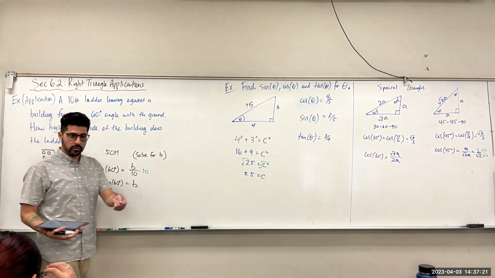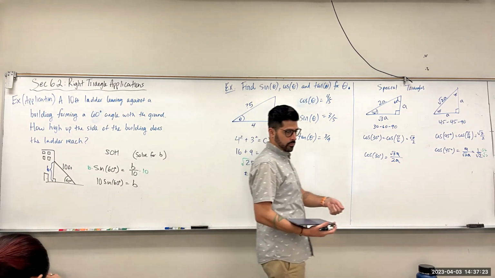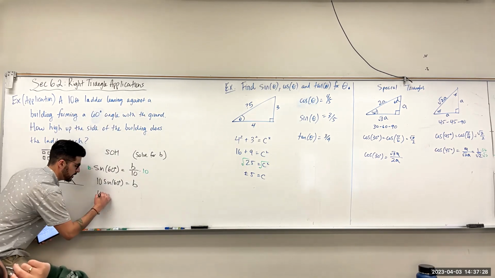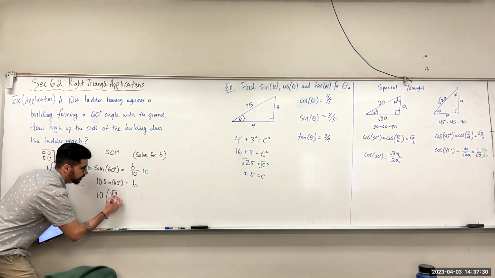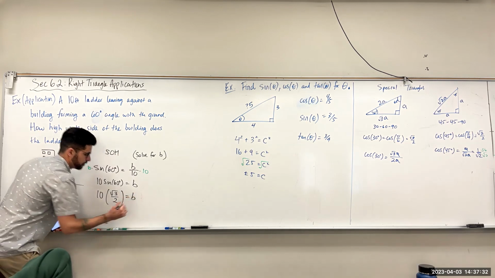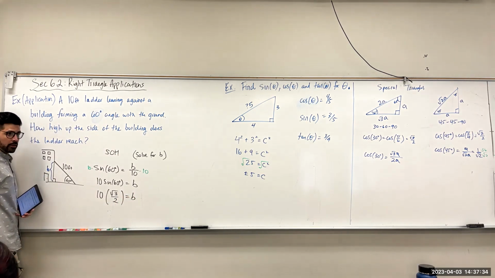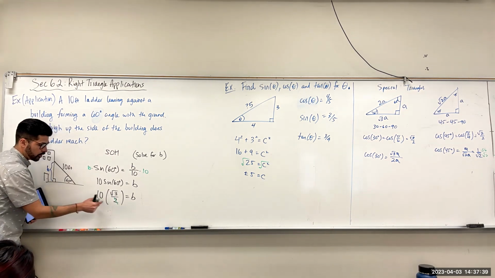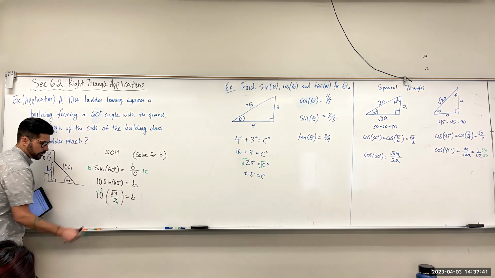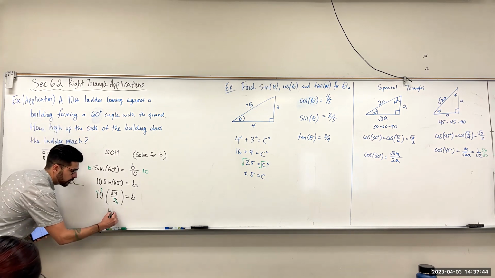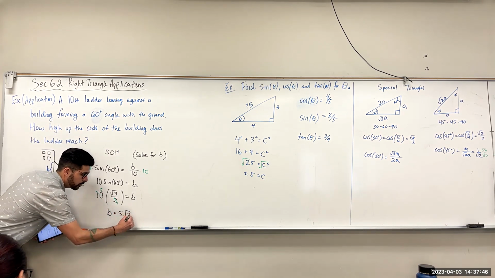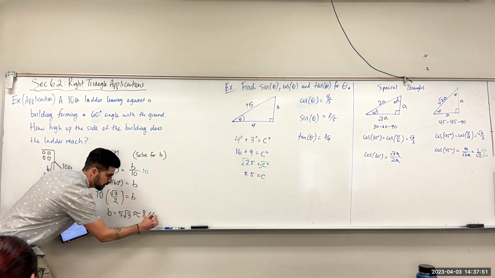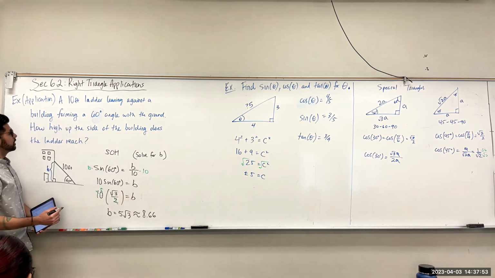Let's look at our unit circle. Sine of 60 degrees is √3 over 2. Then you plug that in and multiply it out with 10. This reduces, and 2 goes into 10 five times. So B is going to be 5√3, which is around 8.66. What are the units?